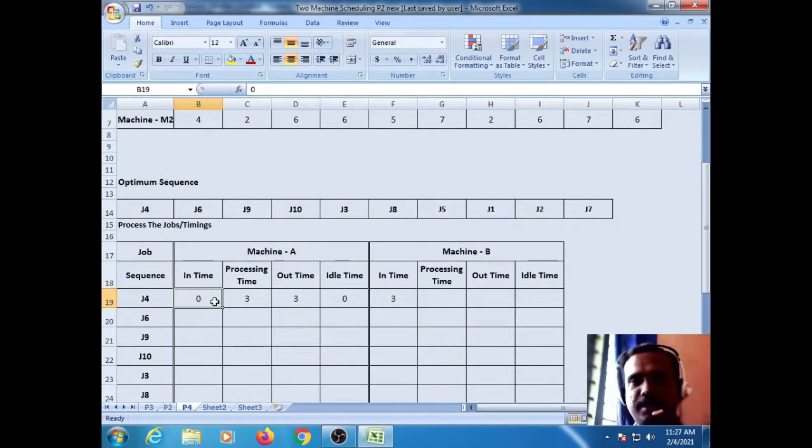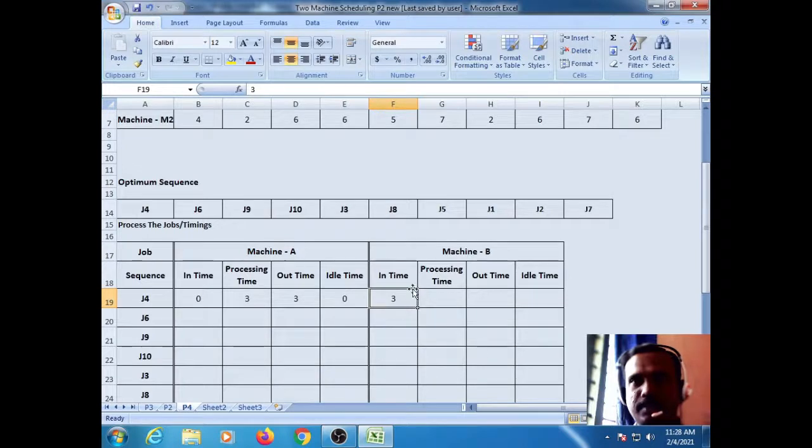So here at 0 hour we have started the work, so that means the machine didn't wait for any job. That's why here we have to take 0 first, right? At 3rd hour we have processed the work on machine A. Then what we have to do? We have to process the job on machine B also.